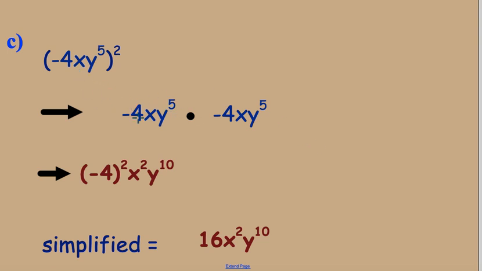It means I have a negative 4, x, y to the 5th, times negative 4, x, y to the 5th. And basically what am I going to do? I'm going to be multiplying the negative 4 and the negative 4. That's where I get this positive 16 from. x times x is x squared. y to the 5th and y to the 5th, well, that gives you y to the 10th. Shortcut: make sure you put a 1 right up here by the x. And then you're going to make sure that you're doing the distributive property.